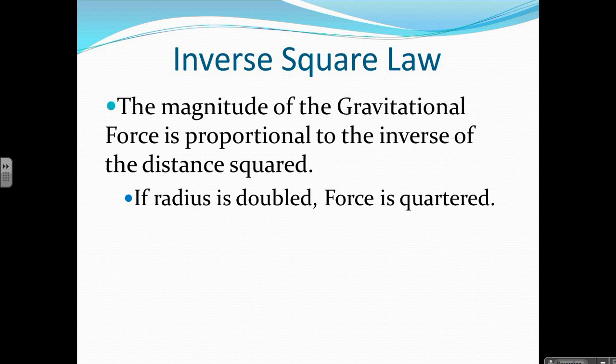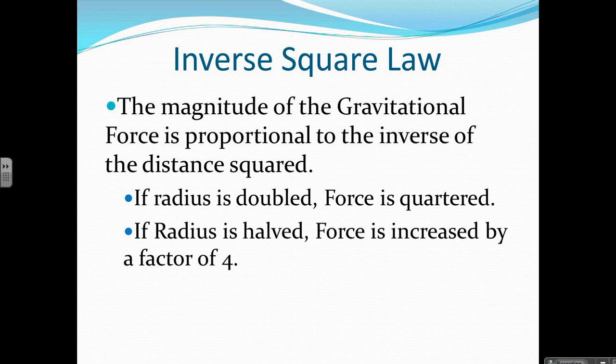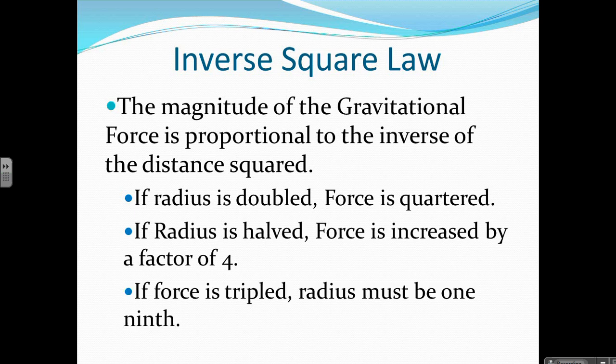If the radius is doubled, the force is quartered. If the radius is halved, the force is increased by a factor of 4. So you invert the half, which is 2, squared is 4. If it's tripled, the force is 1/9. So if it's times 3, you invert that to 1/3 squared. 1/3 squared is 1/9.